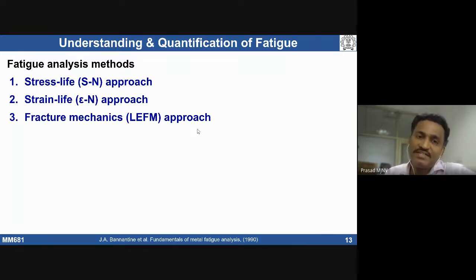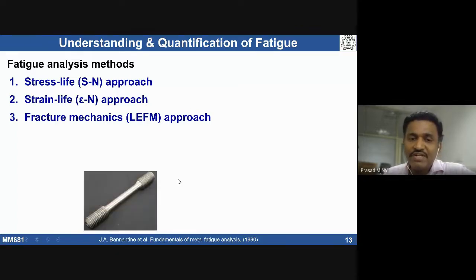The stress life approach and strain life approach usually involve taking a dog bone kind of specimen on a lab scale. You can also take a component and subject it to these approaches, but typically if you want to understand how a new material is going to fail under cyclic loading conditions, we use either the stress life approach or the strain life approach. People also use the fracture mechanics approach. In stress life and strain life approaches, typically we take a tensile specimen having a dog bone shape.